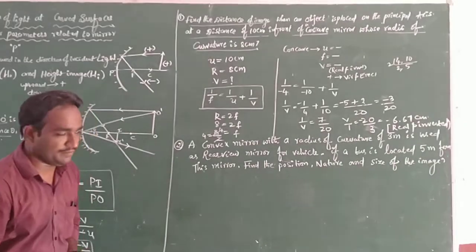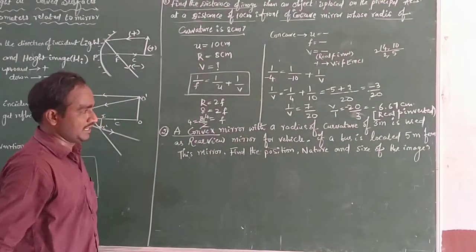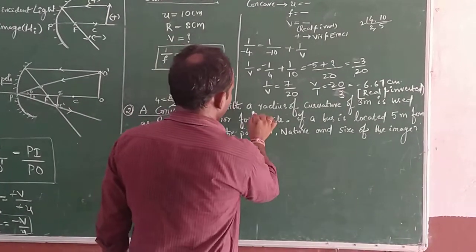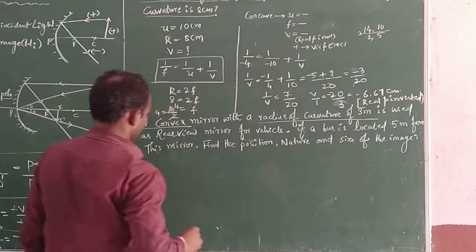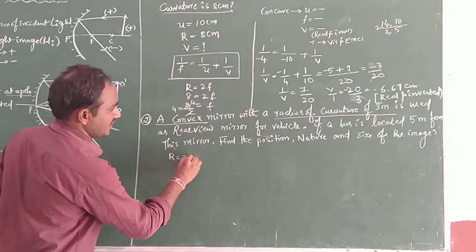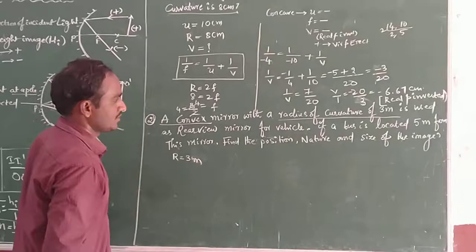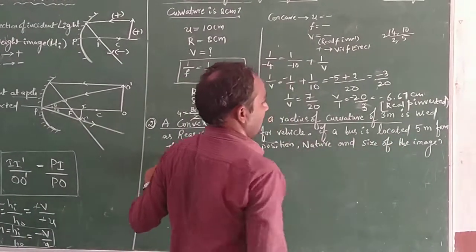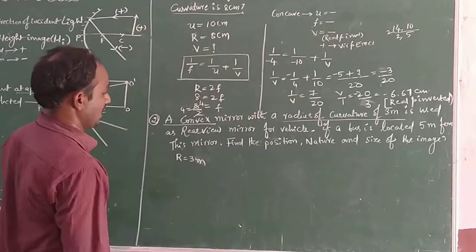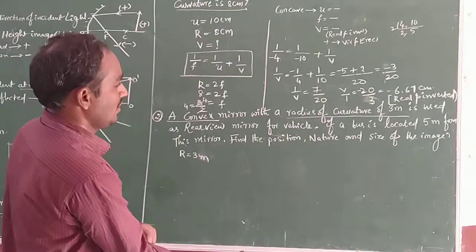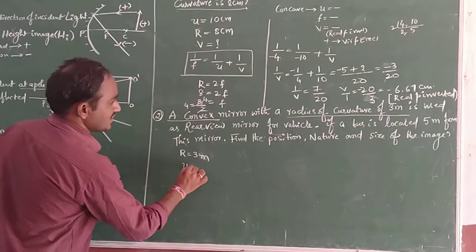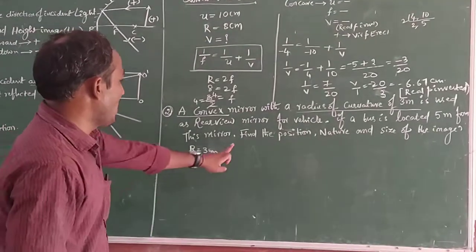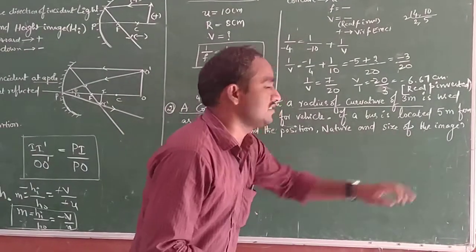But let's go through the next problem. Which mirror? Convex mirror. So in the question, what is given? First we write the given data. A radius of curvature is given. So the radius of curvature is equal to 3 meters. And for the rear view mirror of a vehicle, if a bus is located 5 meters from this mirror, that is nothing but the object distance. So the object distance is equal to 5 meters. And we need to find the position, nature and size of the image.